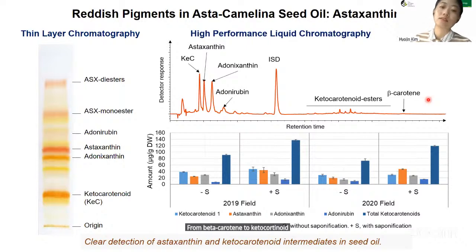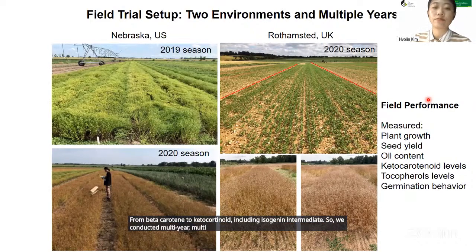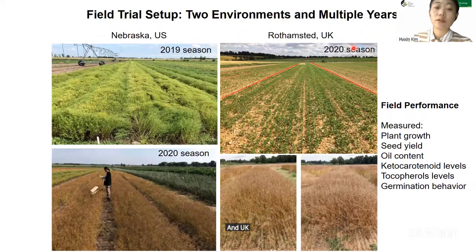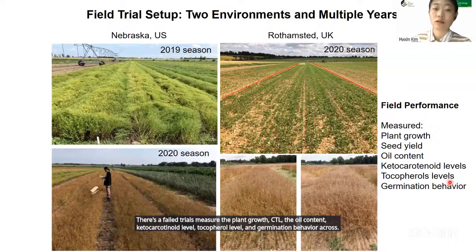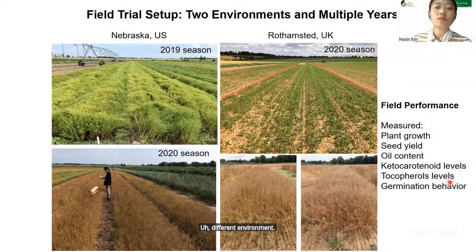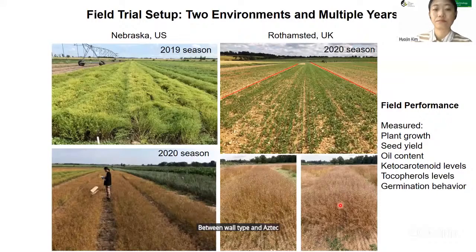which means efficient conversion from beta-carotene to ketocarotenoids, including astaxanthin and intermediates. So we conducted multi-year, multi-location field trials in both the US and UK to evaluate the stability and agronomic performance. These field trials measured plant growth, seed yield, oil content, ketocarotenoid level, tocopherol level, and germination behavior across different environments. Overall, plant growth showed no visible differences between wild type and astaxanthin camelina lines.